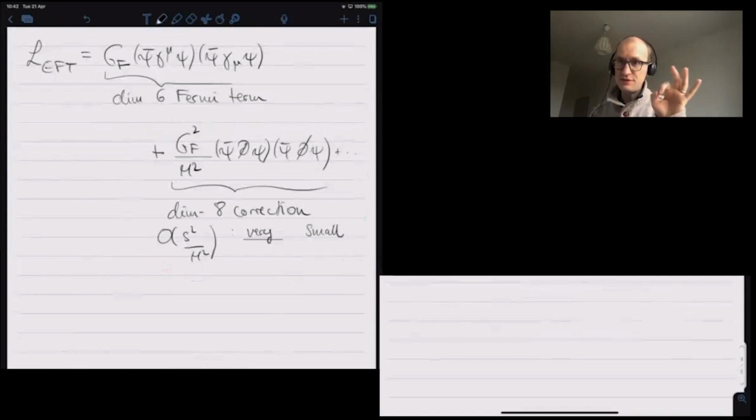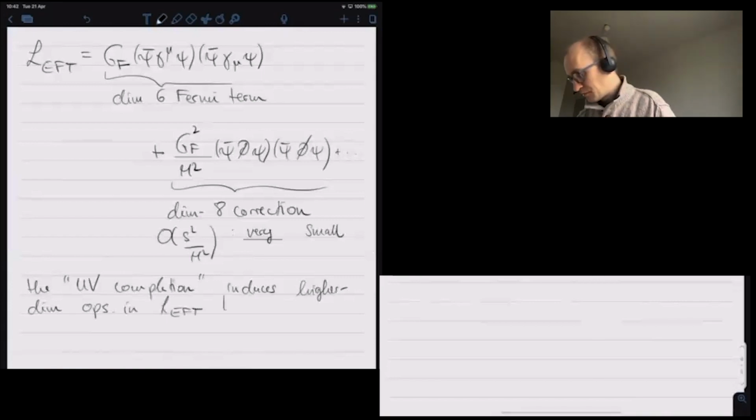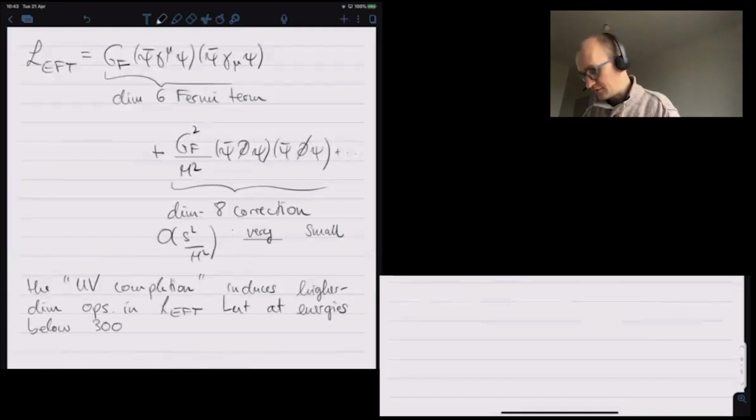But moreover, and this is now specific to the Fermi theory, we understand what the UV completion is. So we understand actually where it comes from in the UV. So the UV completion here induces higher dimension operators in the effective field theory Lagrangian L_EFT, but at energies below, say, 300 GeV, we can be specific here, these give increasingly small contributions.